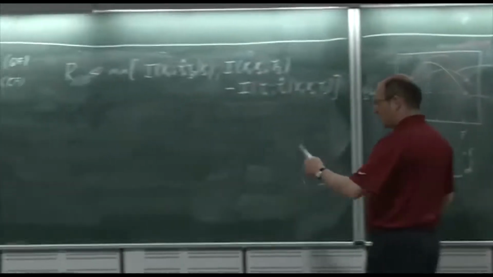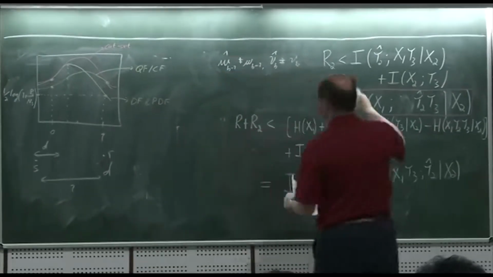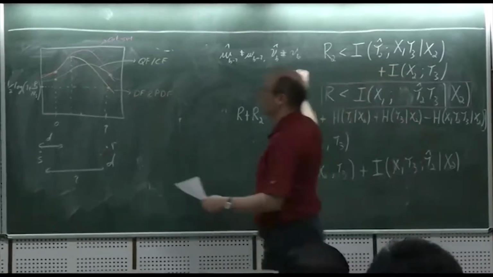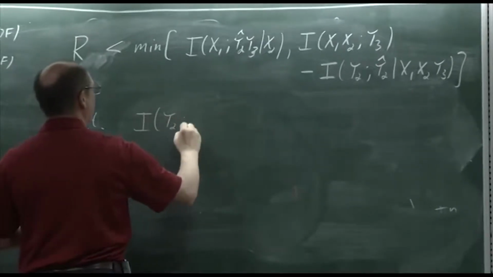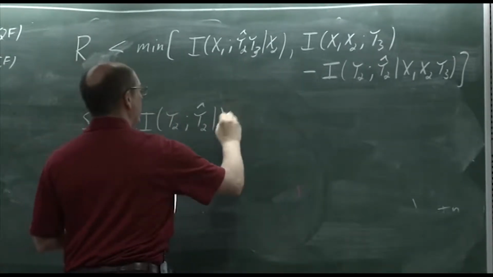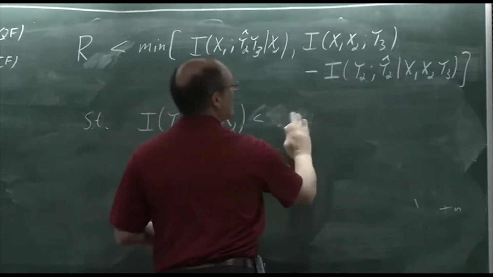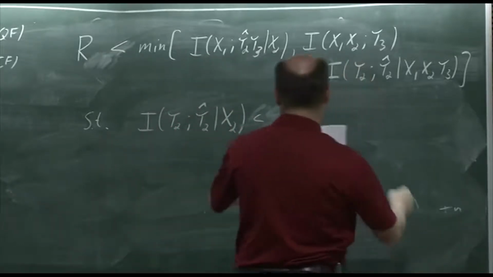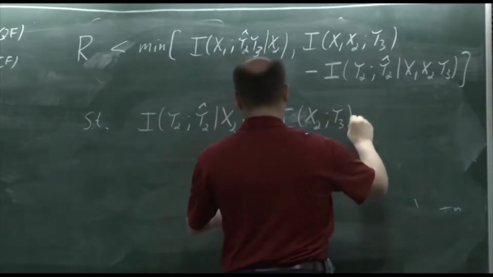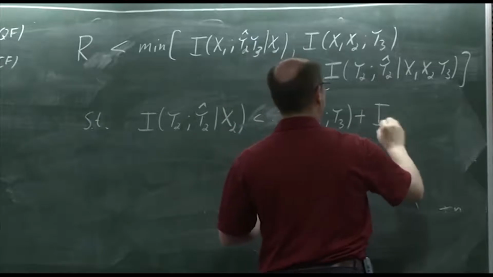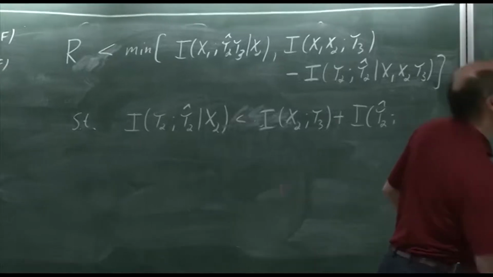And then we still have the constraint on R2. We had those two constraints, right? R2 had to be bigger, so subject to I of y2 hat given x2, which has to be less than R2. It has to be less than that term there. So that will be this longer term, I of x2, y3 plus I of y2 hat, x1, y3 given x2.